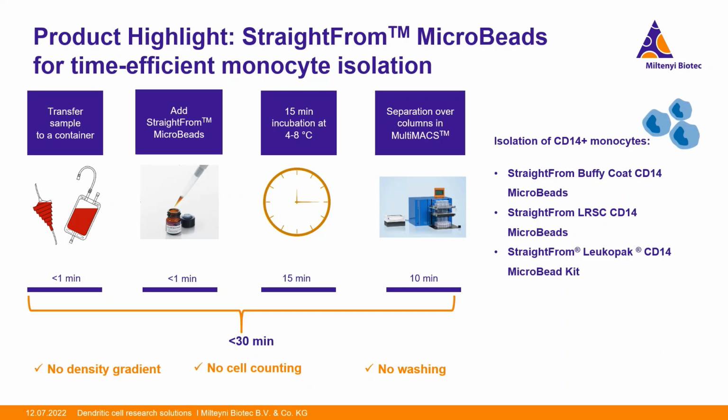As a highlight product, let me introduce our StraightFrom solution for monocyte isolation. StraightFrom technology enables the separation of highly pure cells directly from different blood sources with all the benefits of MACS technology, as well as easy and fast enrichment of leukocytes. So no need for density gradient, no cell counting, no washing, and no erythrocyte lysis needed. It is the efficient solution for monocyte isolation.